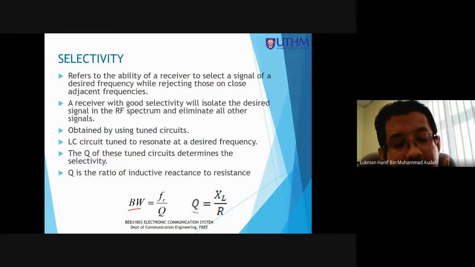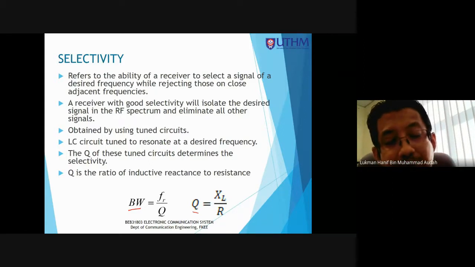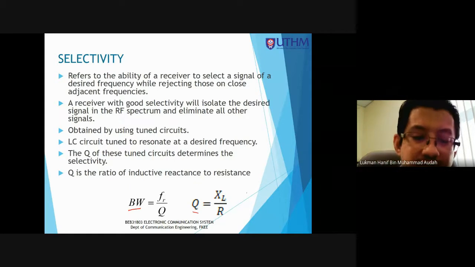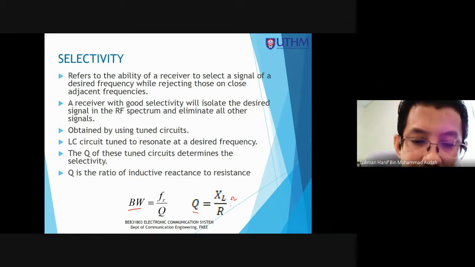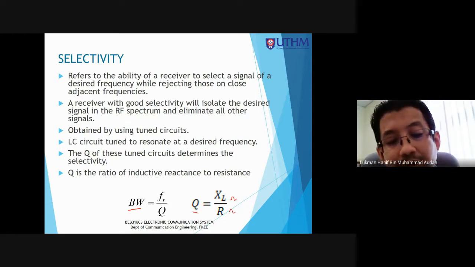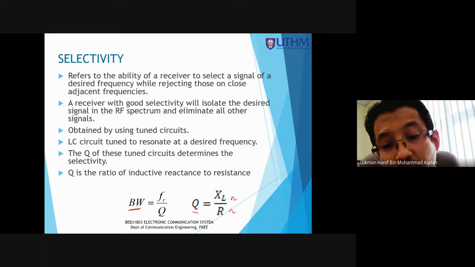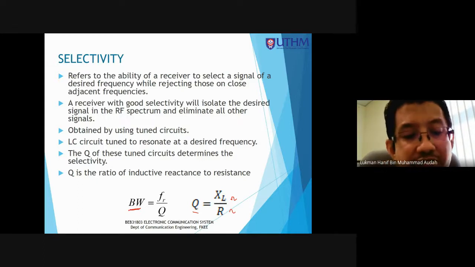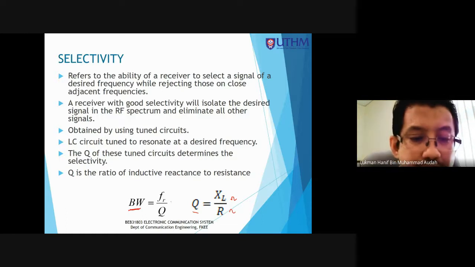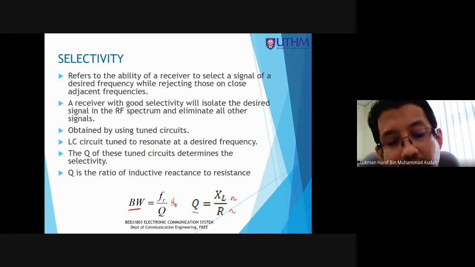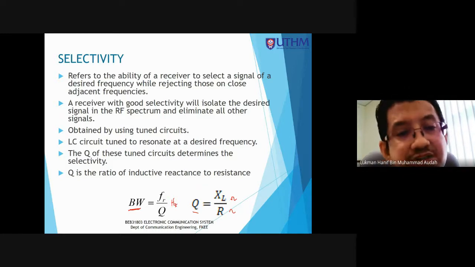Okay. Dan this quality factor is equal to inductive reactance of the tune circuit divide with the resistance of the tune circuit. Okay. Dan quality factor ini tidak ada unit kerana di sini adalah ohms divides with ohm. Okay. And bandwidth of the tune circuit is equal to resonant frequency divide with the quality factor. So the parameter for bandwidth, of course, in hertz. Okay. So apakah itu resonant frequency?